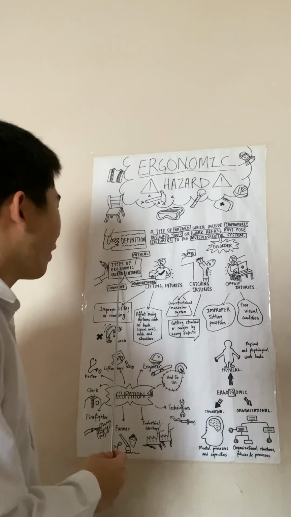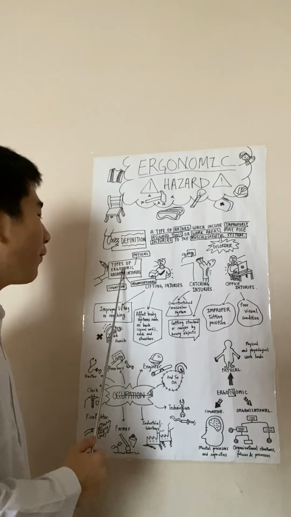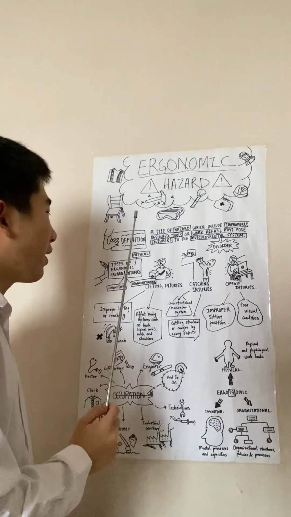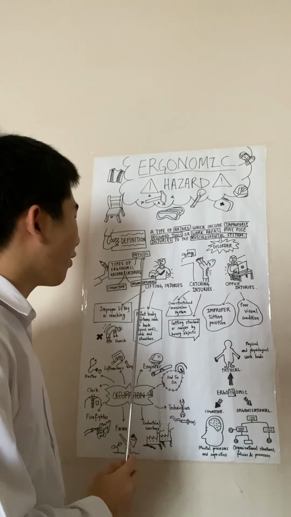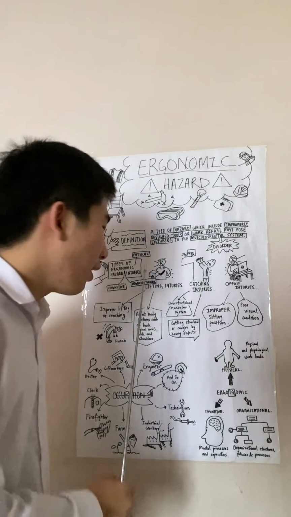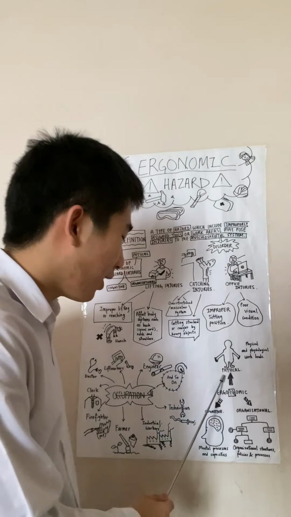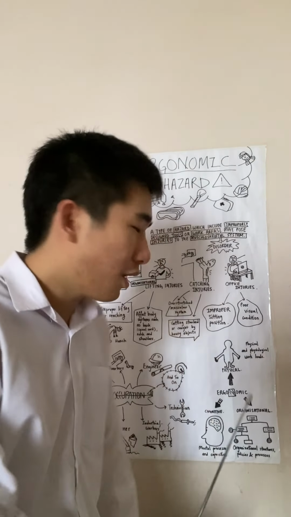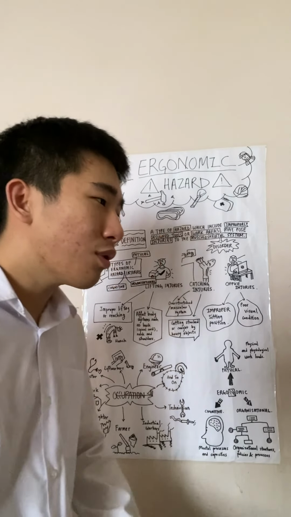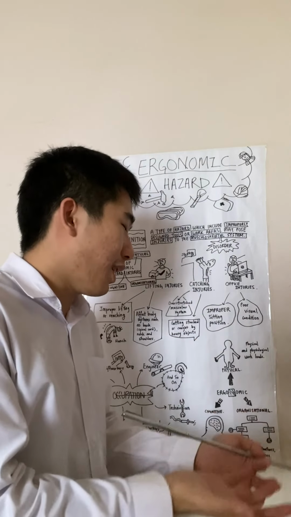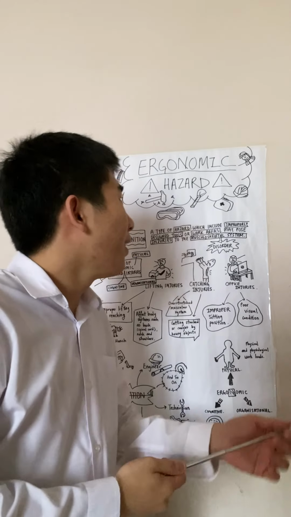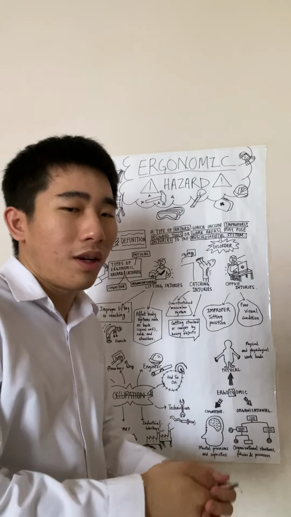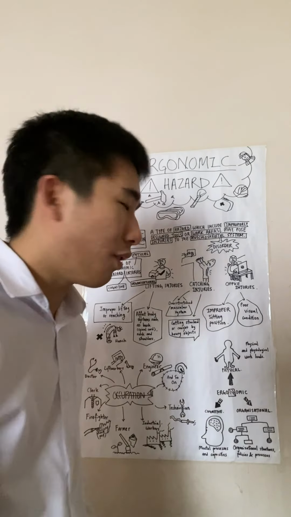Next, we look at the types of ergonomic hazard: firstly the physical, secondly the cognitive, and the third is the organizational ergonomic hazard. The physical ergonomic hazard is relevant to physical and physiological workloads. For example, when you want to carry things, this is considered a physical ergonomic hazard, and it can affect our body system, such as causing muscle pain.